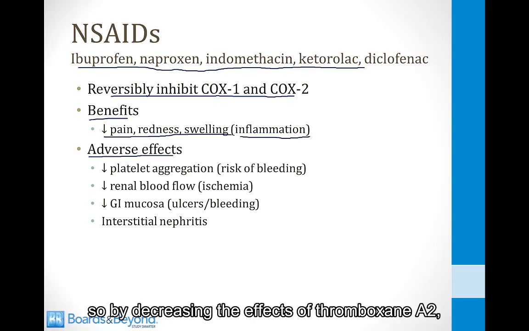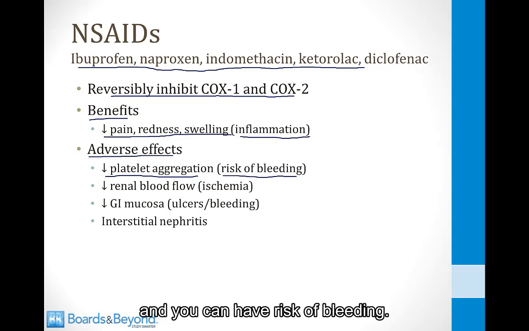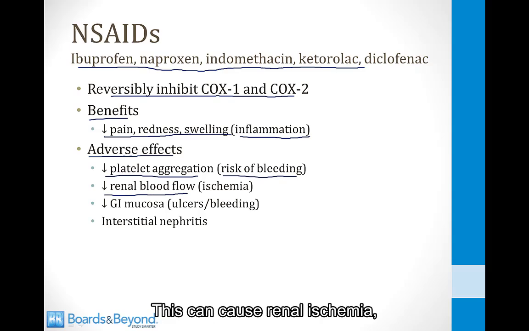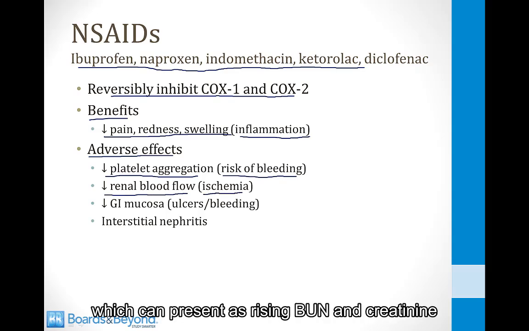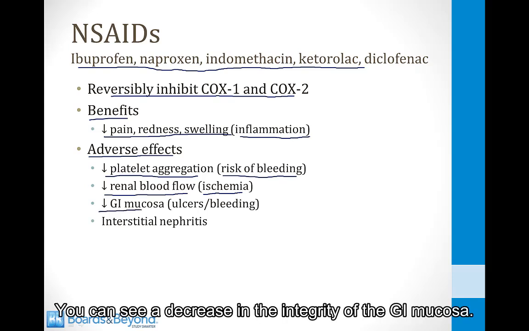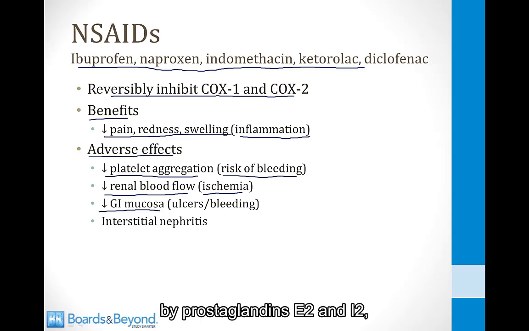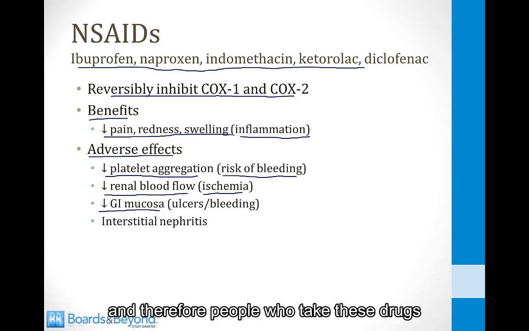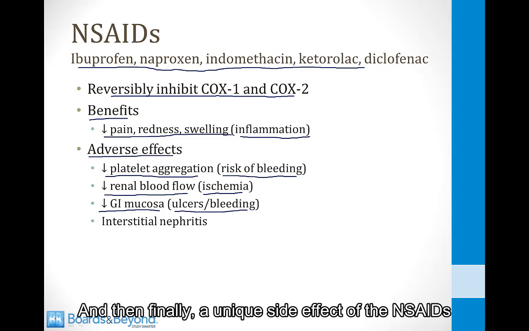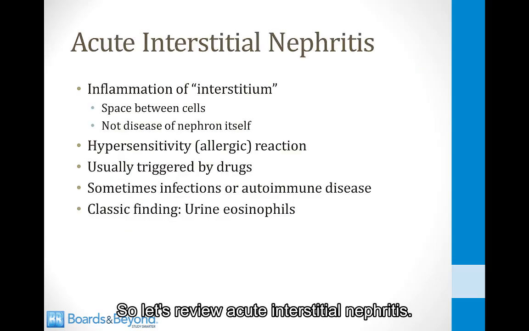So by decreasing the effects of thromboxane A2, you can have decreased platelet aggregation and you can have a risk of bleeding. From blocking prostaglandin E2 production, you can have decreased renal blood flow. This can cause renal ischemia, which can present as rising BUN and creatinine in the plasma. You can see a decrease in the integrity of the GI mucosa. Remember that the GI mucosa is maintained by prostaglandins E2 and I2, and therefore people who take these drugs can experience ulcers and bleeding. And then finally, a unique side effect of the NSAIDs is that they can cause interstitial nephritis. So let's review acute interstitial nephritis.